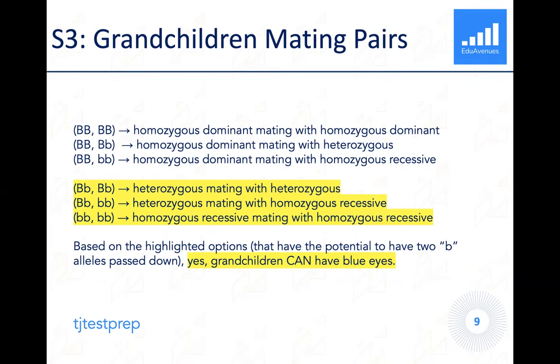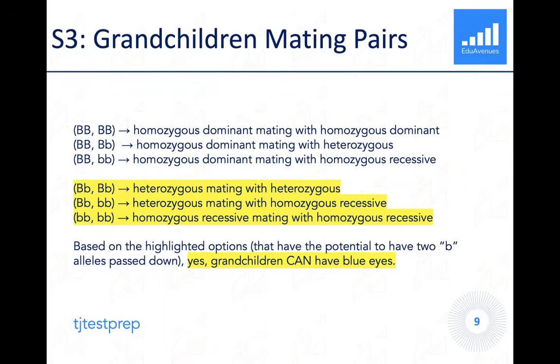where the children are now mating together and producing more children. So the ones that they produce become grandchildren. So using that information, we can find these mating pairs. There could be a homozygous dominant mating with another homozygous dominant, a homozygous dominant mating with a heterozygous, a homozygous dominant mating with a homozygous recessive.